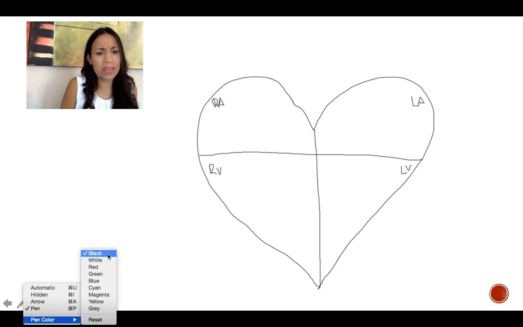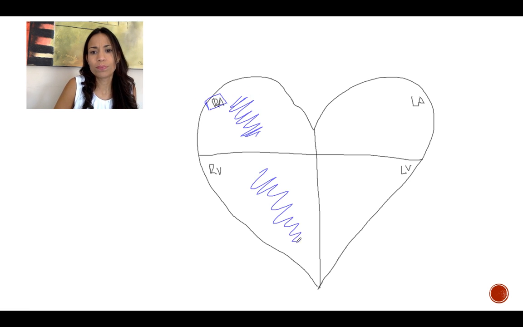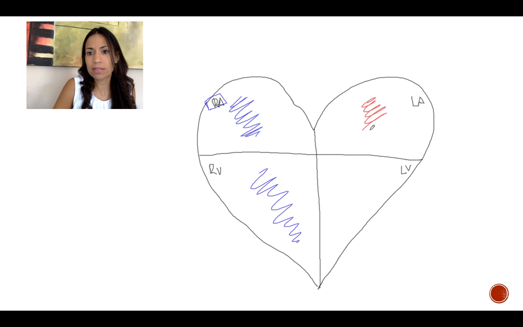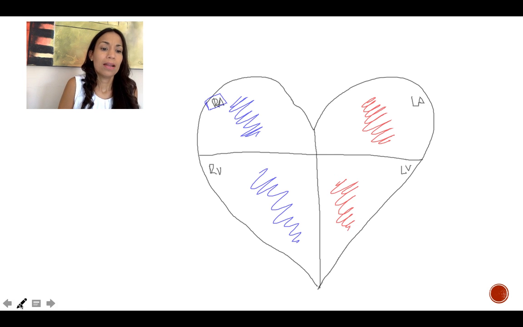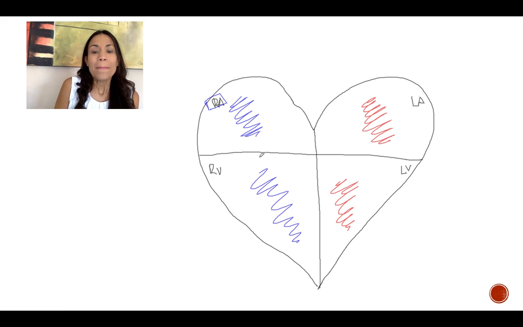And before going there, I'm going to tell you that your right heart is blue. Blue. And your left heart is red. Okay? Now we can go and let's go in black. Now, the right atrium, we know is a receiving chamber.